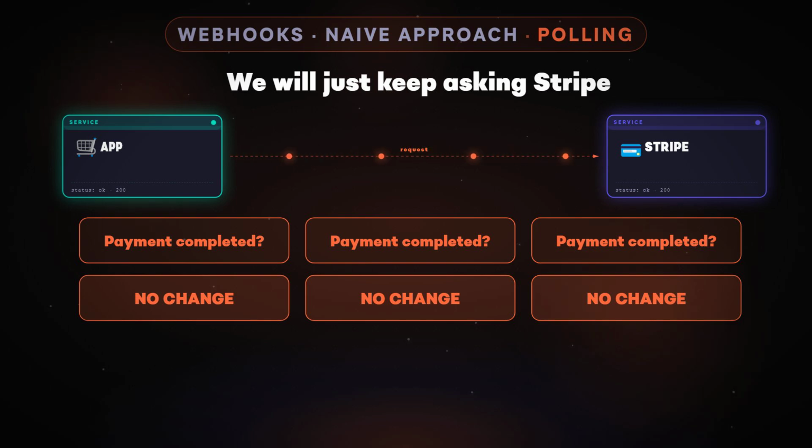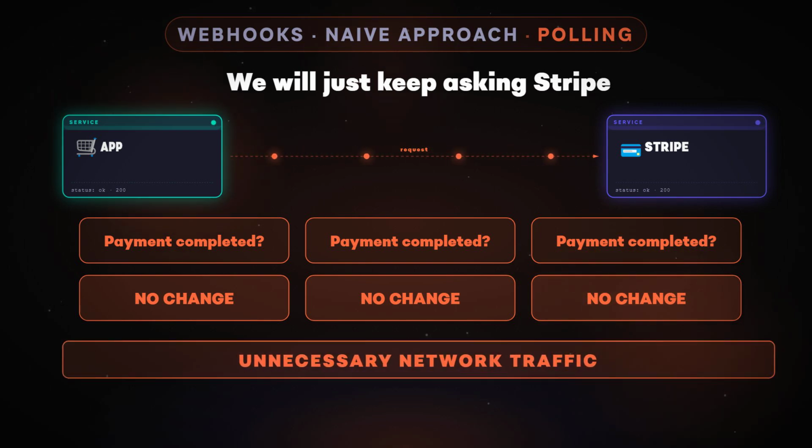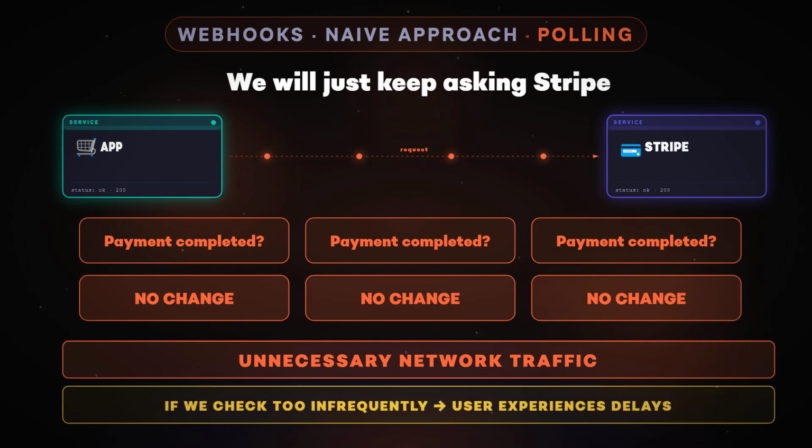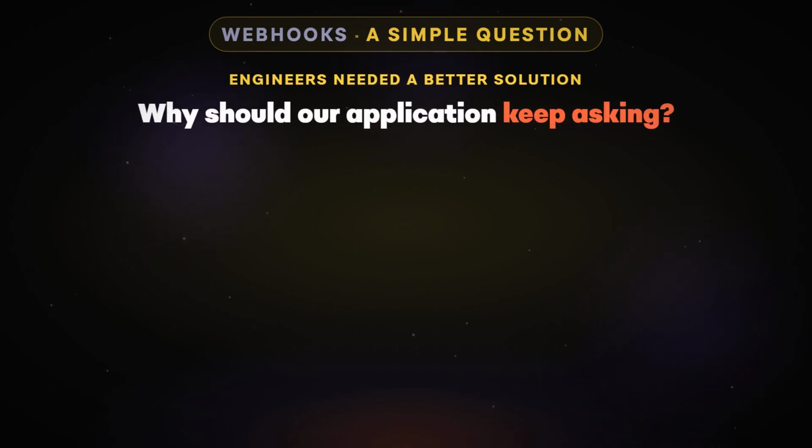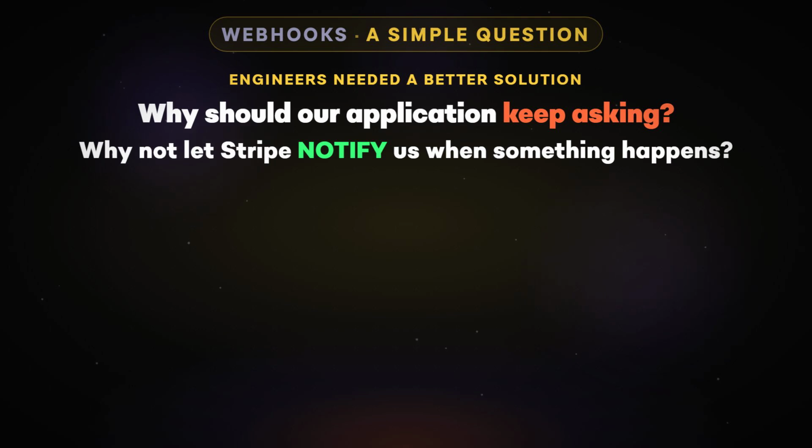This creates a lot of unnecessary network traffic. And if we check too infrequently, users may experience delays. This is exactly the same problem we discussed with polling. Engineers needed a better solution. At some point, engineers asked, why should our application keep asking? Why not let Stripe notify us when something important happens?